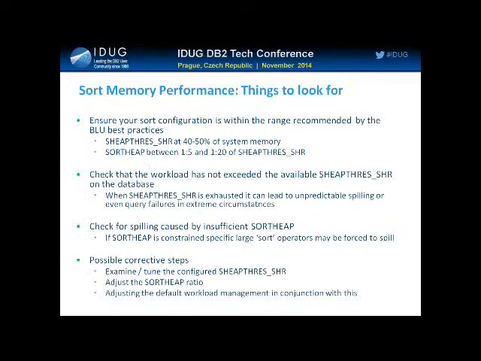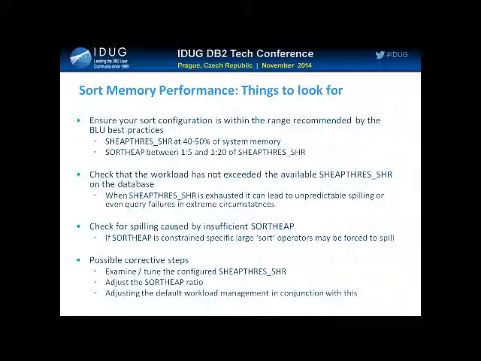When monitoring sort memory, the first thing we want to do is make sure that the sort memory configuration is within the best practice range. For sort memory, that's about 40 to 50% of system memory, or 40 to 50% of the memory you've devoted to your database. For SORTHEAP, we recommend a ratio of between 1 to 5 and 1 to 20 of SHEAPTHRES_SHR. The exact setting depends on concurrency. 1 to 20 is a good baseline setting because it configures you to handle higher concurrency on your system.